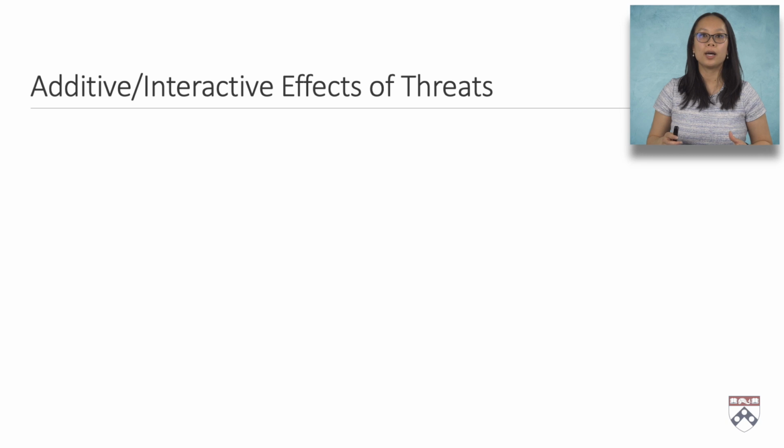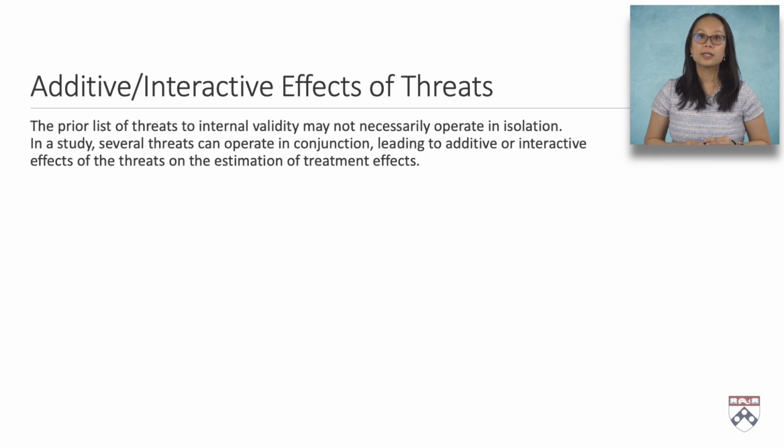And finally, to talk about another source of threats to internal validity, this is actually a combination of multiple threats that we just talked about, in the sense that there can be additive as well as interactive effects due to, again, a combination of the prior threats. So the prior list of threats may not necessarily operate in isolation. In a study, you can find multiple threats that happen in conjunction, and this leads, in many cases, to a bigger threat that can have a very dire effect on the estimation.